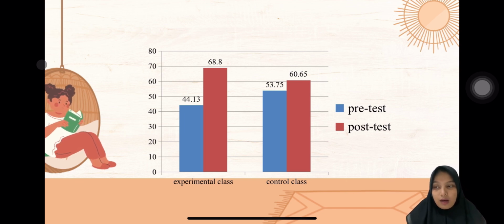This is the diagram of the pre-test and post-test, for the experimental class and the control class.